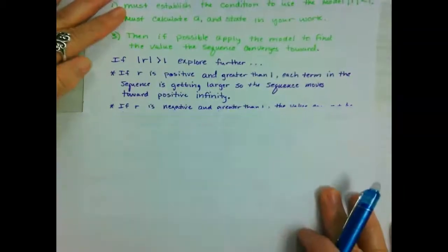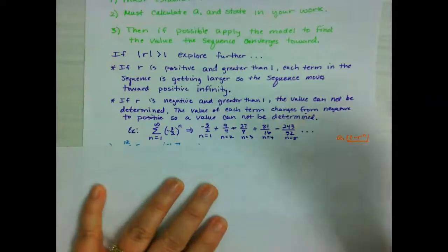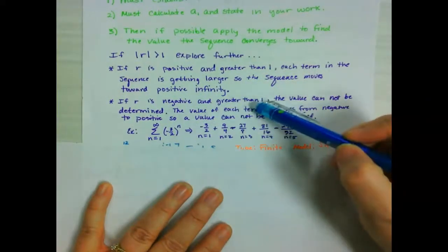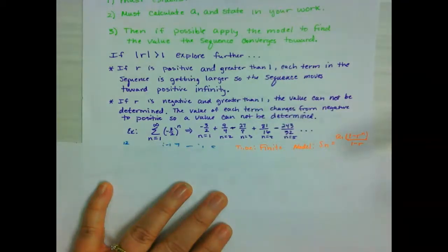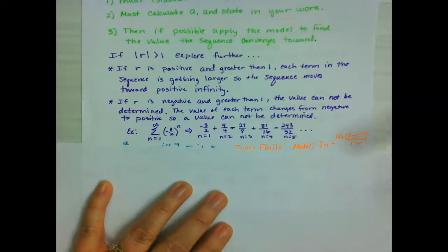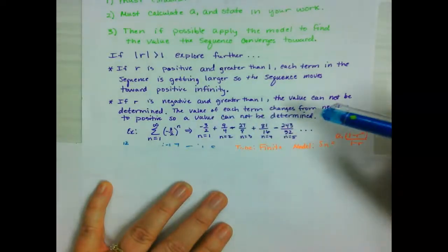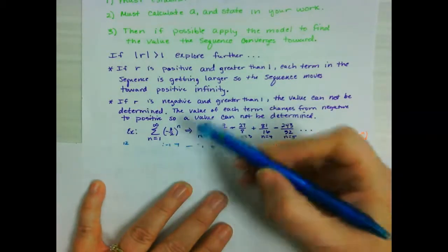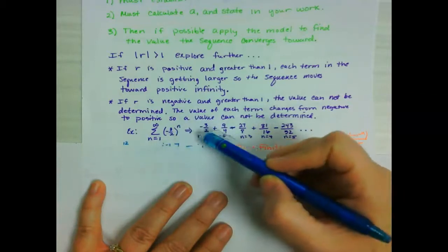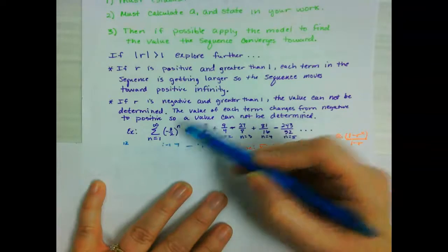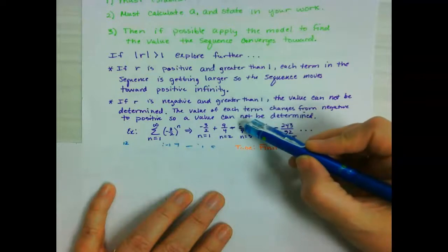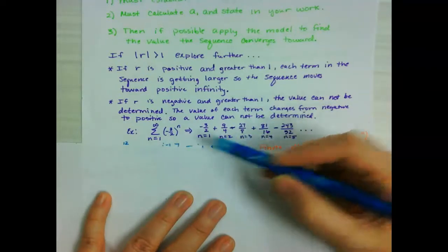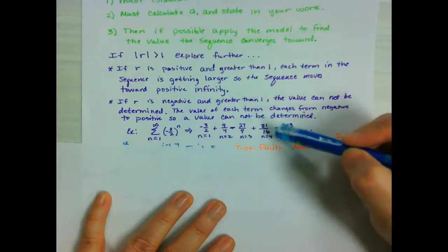The second thing that we would explore further for would be if the r value is negative but the absolute value is greater than 1. If it's negative but greater than 1, then the value can't be determined. So you could just say can't be determined. That's probably the easiest way. And so the value of each term in this case, so here's my example so you can see what I'm talking about. So if n is 1, I put 1 in here, I get negative 3/2. If n is 2 and I put it in here, I get positive 9/4. If n is 3 and I put it in here, I get negative 27/8. And then if n is 4 and I put it in here, I get positive 81/16.